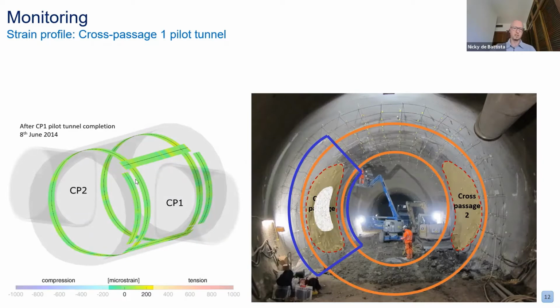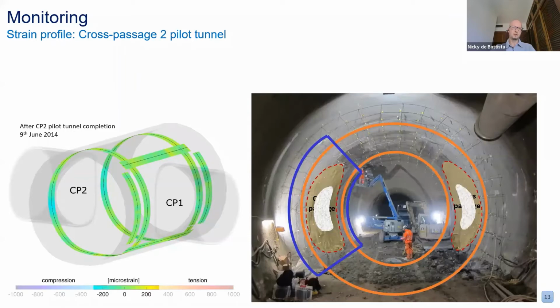So here you've got a kind of mirror image of this instrumentation. I'm showing it mirrored in the data in the form of a strain map with CP1 on the right and CP2 on the left. And this strain map shows compressive strains towards the blues and tensile strains towards the reds. And after the CP1 pilot tunnel was completed, we can see that there is very little increase in strain. We're in the maximum 200 and a bit microstrain region.